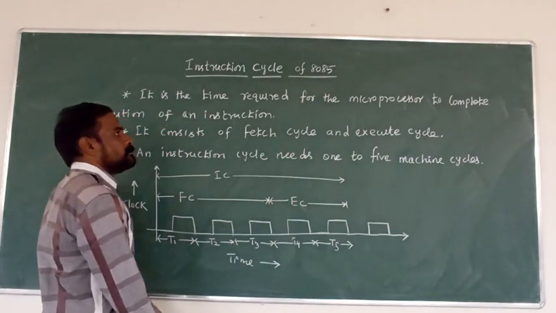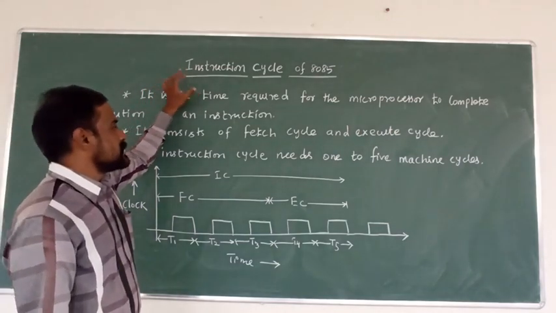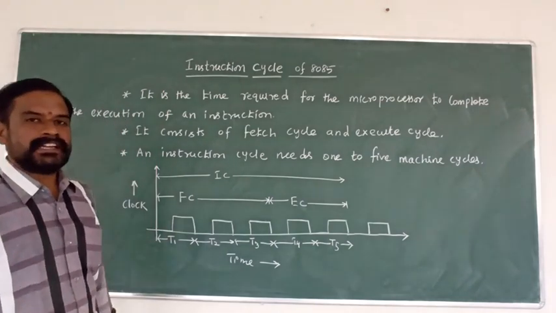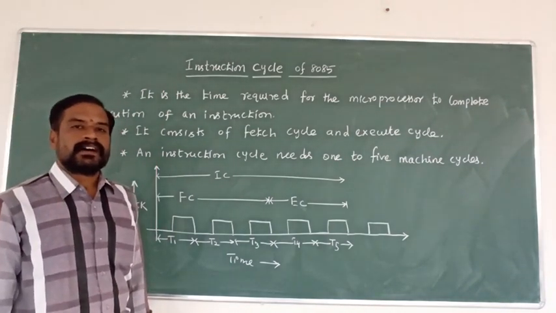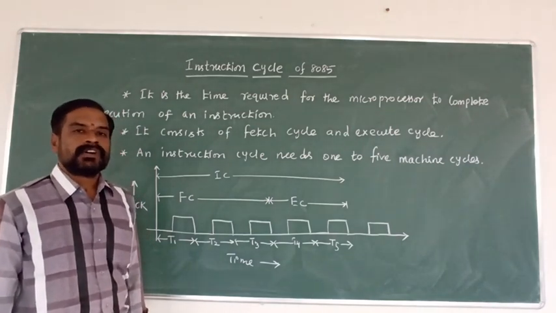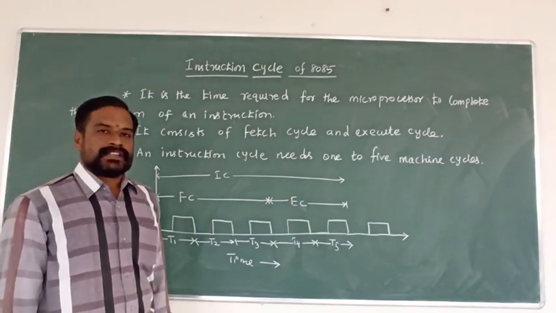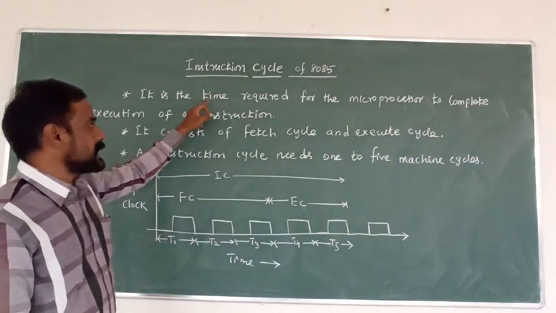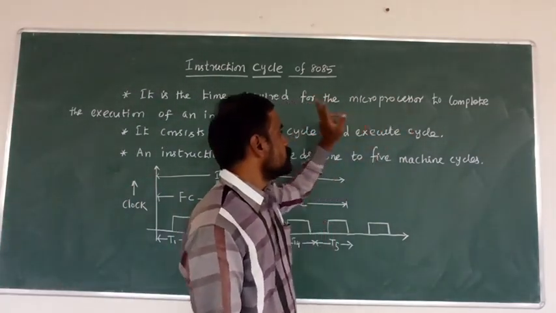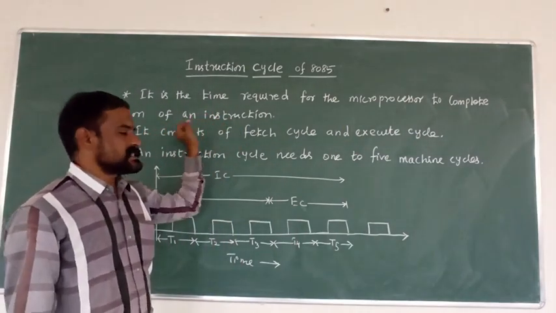Okay, first we will discuss instruction cycle of 8085 microprocessor. The definition of instruction cycle: how much time is required to execute one instruction. It is the time required for the microprocessor to complete the execution of an instruction.